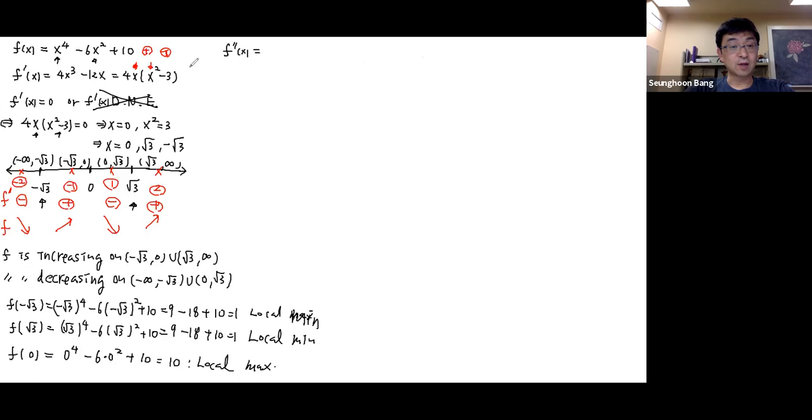The second derivative: the first derivative is given. The first derivative is 4x cubed minus 12x, exactly. Take the derivative of 4x cubed minus 12x. The derivative of 4x cubed is 12x squared. The derivative of negative 12x is negative 12. Negative 12 is a common factor, so factor it out. You can factor out one more: x minus 1 times x plus 1, like this.